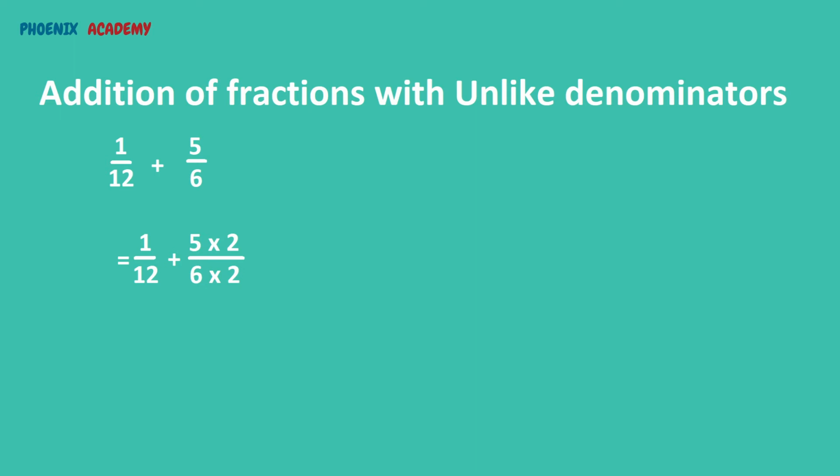So the two fractions have like denominators now. Then we will add the numerators of the two fractions. 1 plus 10 is 11. And the denominator is the same, it is 12. So we will get the answer as 11 by 12. So to add or subtract like fractions, we add or subtract the numerators to obtain the numerator of the required fraction. The denominator of the required fraction is the common denominator of the given fractions.